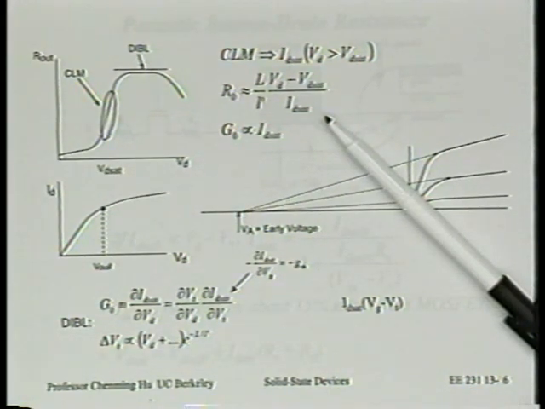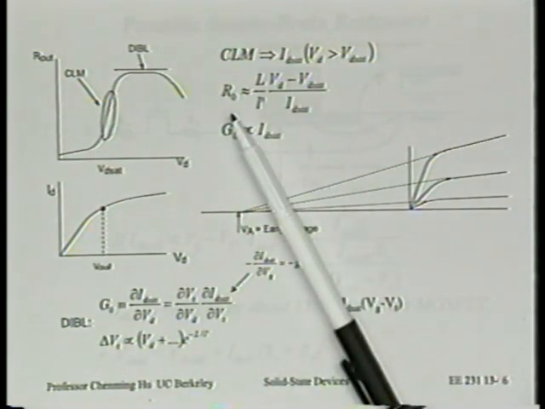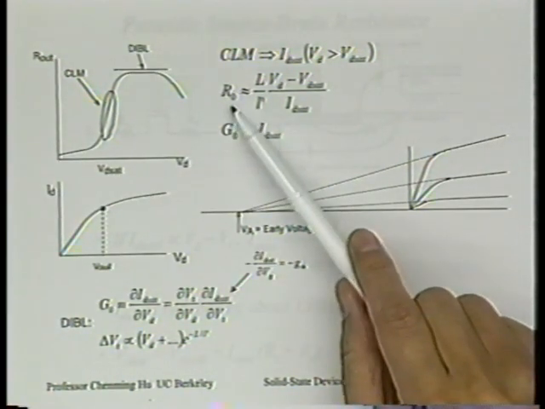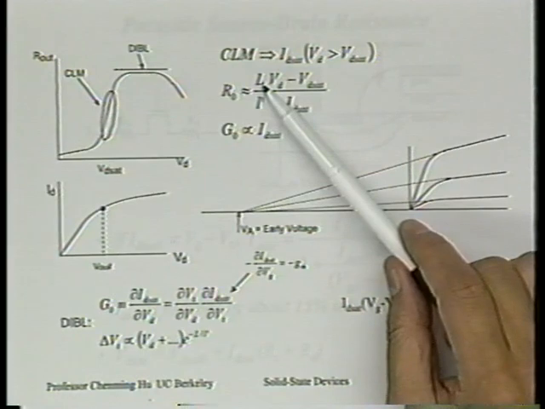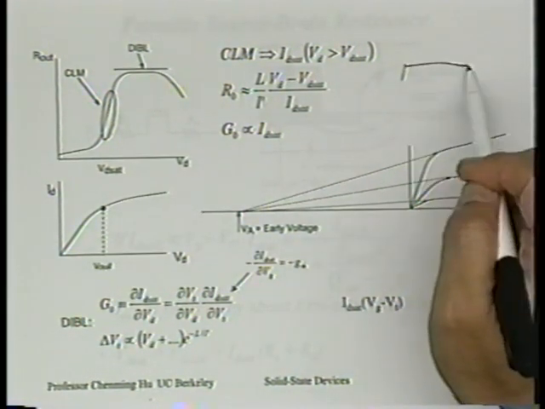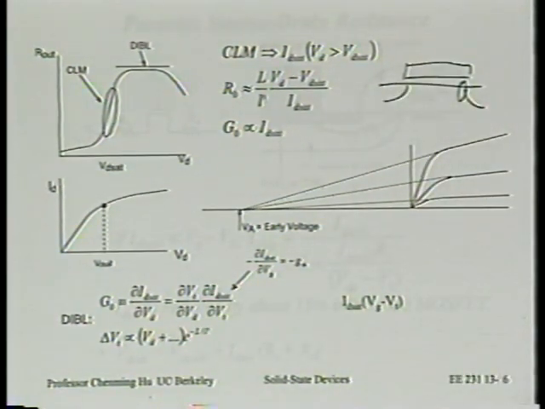That tells many things. First, let's remember what we want out of R naught. We want R naught to be large or small? Large, okay? Large R naught is good. Large R naught means very small slope. So how can we get large R naught? Number one, use a long channel transistor, which is correct. Maybe a trivial answer, but it's correct. Anytime the channel length is longer, no matter what delta L is, you're not going to change your current that much.